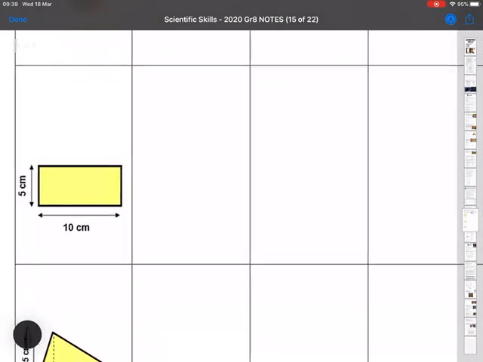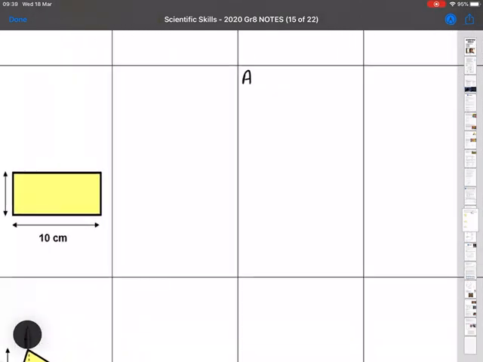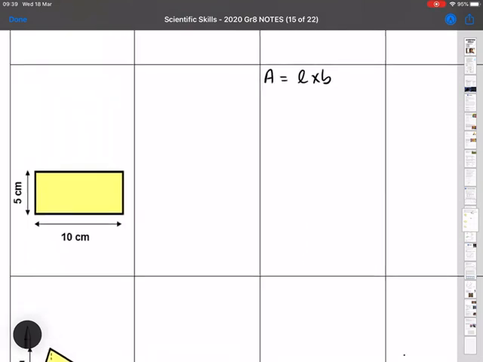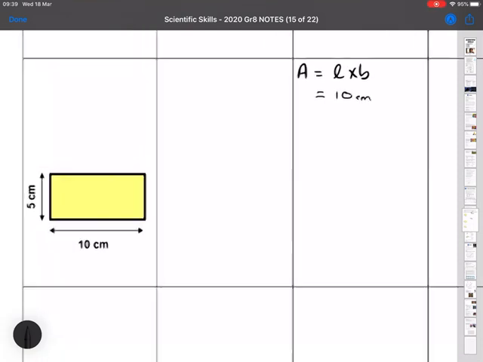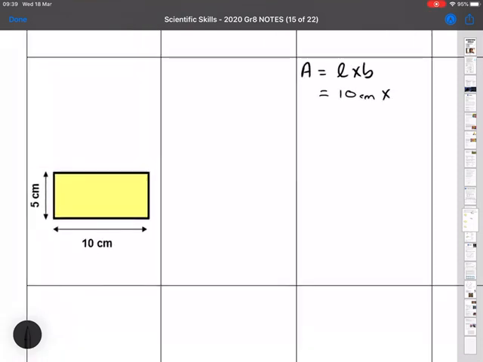So the rectangle in centimeters, area equals length times breadth. The length of the rectangle is 10 centimeters. The breadth of the rectangle is 5 centimeters. And 10 times 5, guys, is 50 centimeters squared. The area is 50 centimeters squared. The 3 dots just mean therefore.